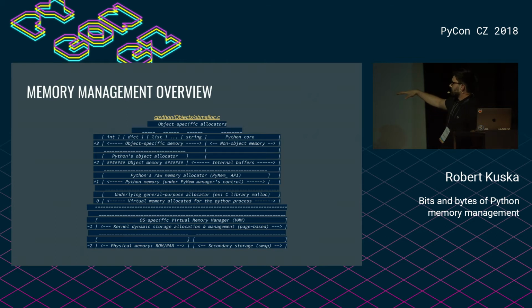And then there is a Python object allocator. This is something we are going to talk about. And on top of the allocator, there are Python's objects in the memory. So the most interesting layer for us for this talk is the +2 layer. And also these layers, this is just copy-pasted from the actual code in CPython.